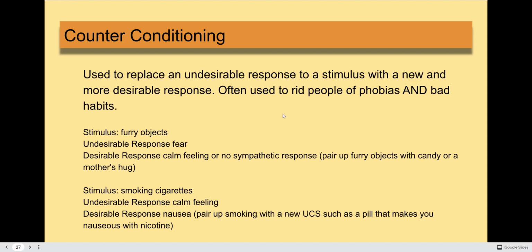We take the stimulus of smoking cigarettes. For a lot of people, it gives them an undesirable response of a calm feeling. Now, you might say, wait a second, that's a desirable response.